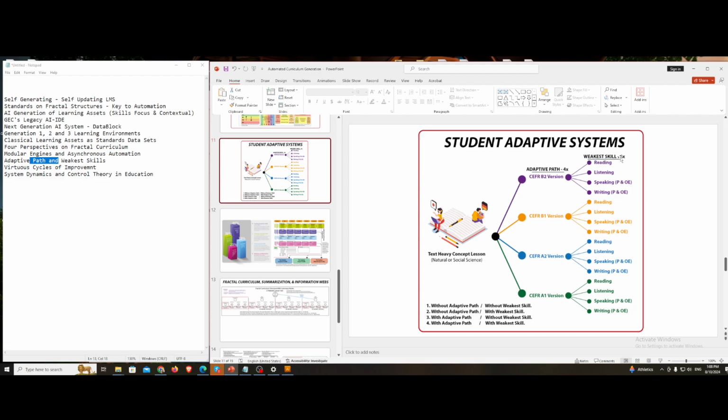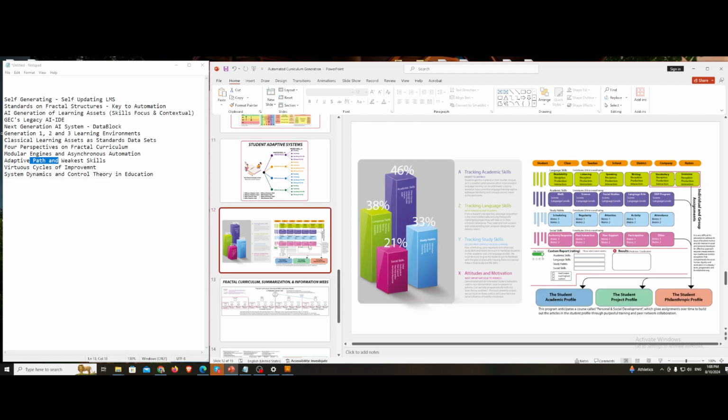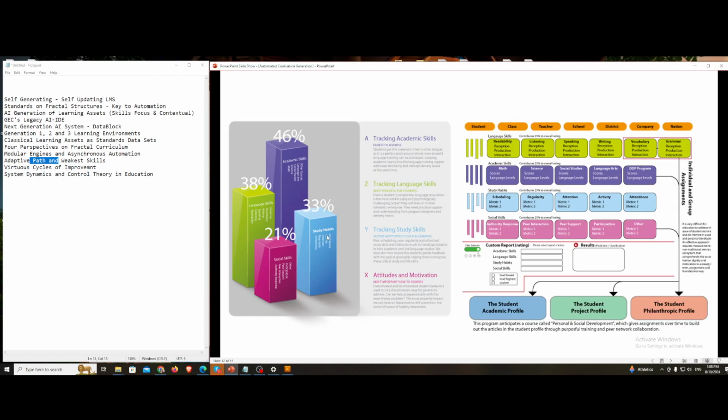What we want to talk about more right now is our weakest skills leveling. We call it weakest skills leveling. And I have an image of it here. Let me expand this. And we're looking at weakest skills from a 2-dimensional perspective. Dimension 1 is academic skills, language skills, study skills, and then attitudes and motivations, which are sociopsychometric down here, right? And we have these in a dependency stack.